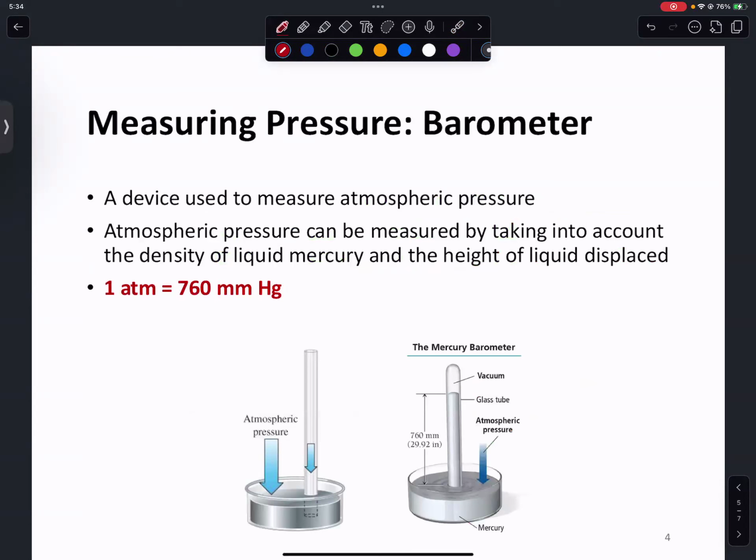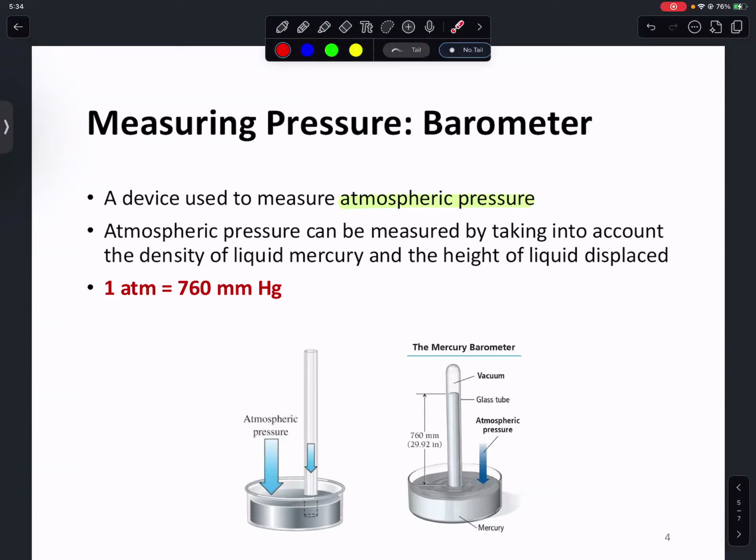Now, the last thing I want to talk about before we do a couple of examples with calculations is devices used to measure pressure. And we're going to mainly focus on the barometer. I'm not going to talk about manometers. Please feel free to read about them on the internet. But this is a very popular device to measure atmospheric pressure.